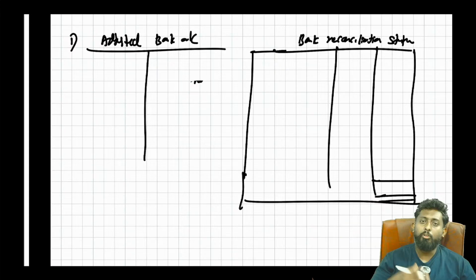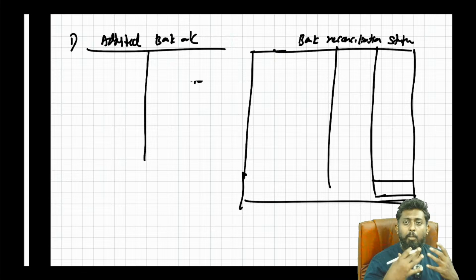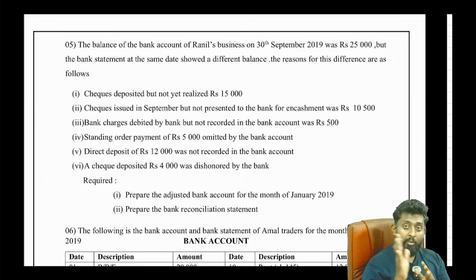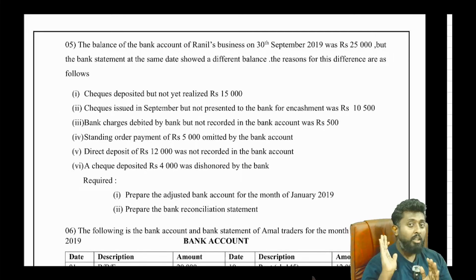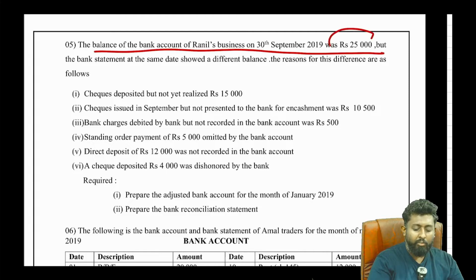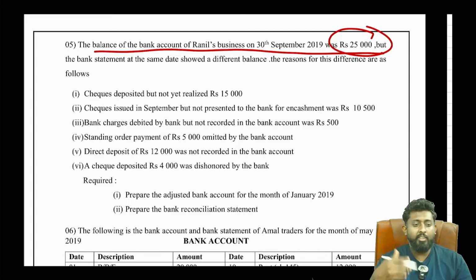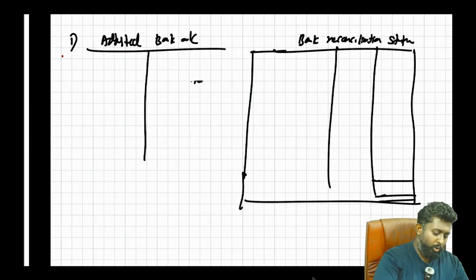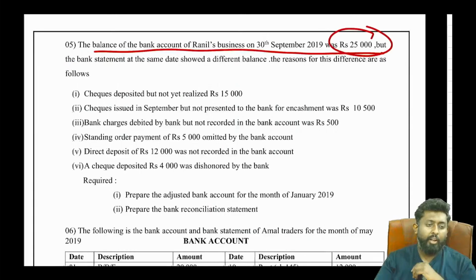So we adjust the balance that we had already prepared. Let's check whether the question has given. And as I said, we can have a plus or a minus balance due to overdraft facility, right? So the balance of the bank account of Ranil's business was 25,000. They never said it's plus or minus, which means obviously we have to take it as a plus one, right? So what do we record here? The balance as per bank account 25,000, right?